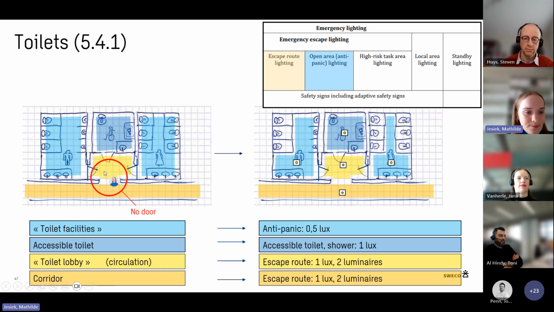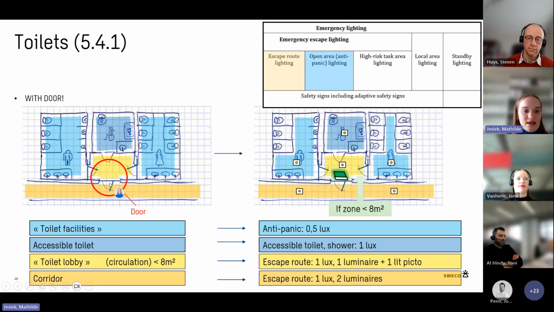Okay, here, for example, there is no door. So we need to place an emergency light for anti-panic in this toilet. Also in the accessible toilet, we need to go to 1 lux. This is new. Here again, we need half a lux in the toilet facilities. And then we need 1 lux in the escape route light, in the escape route here. And we need 1 lux on the escape route here. And because there is no door, we have redundancy. If 1 fixture falls out, the other one will still be working.